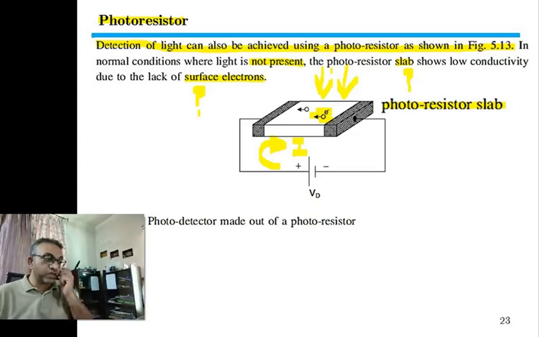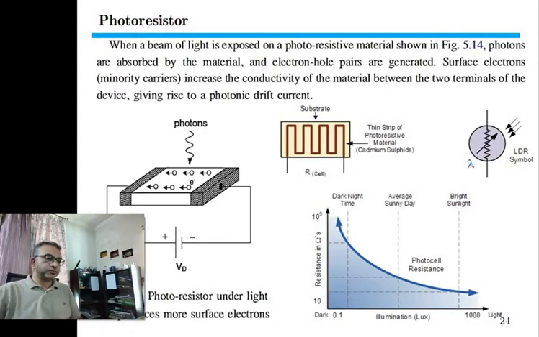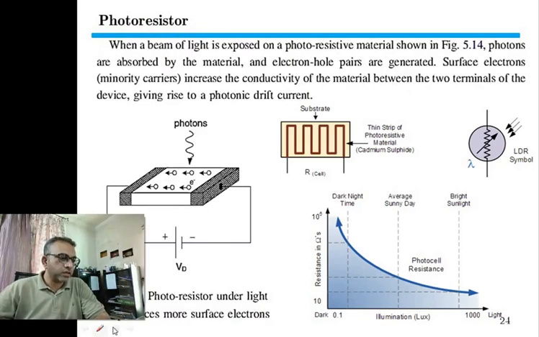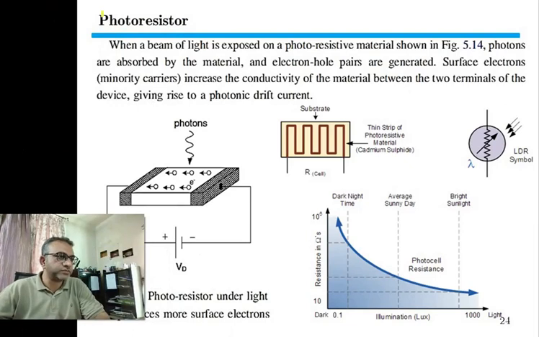However, because in the initial stage light falls on the surface, therefore initially the electrons available on the surface start to move. Now we come to the next slide. We will discuss the characteristics of photoresistors.